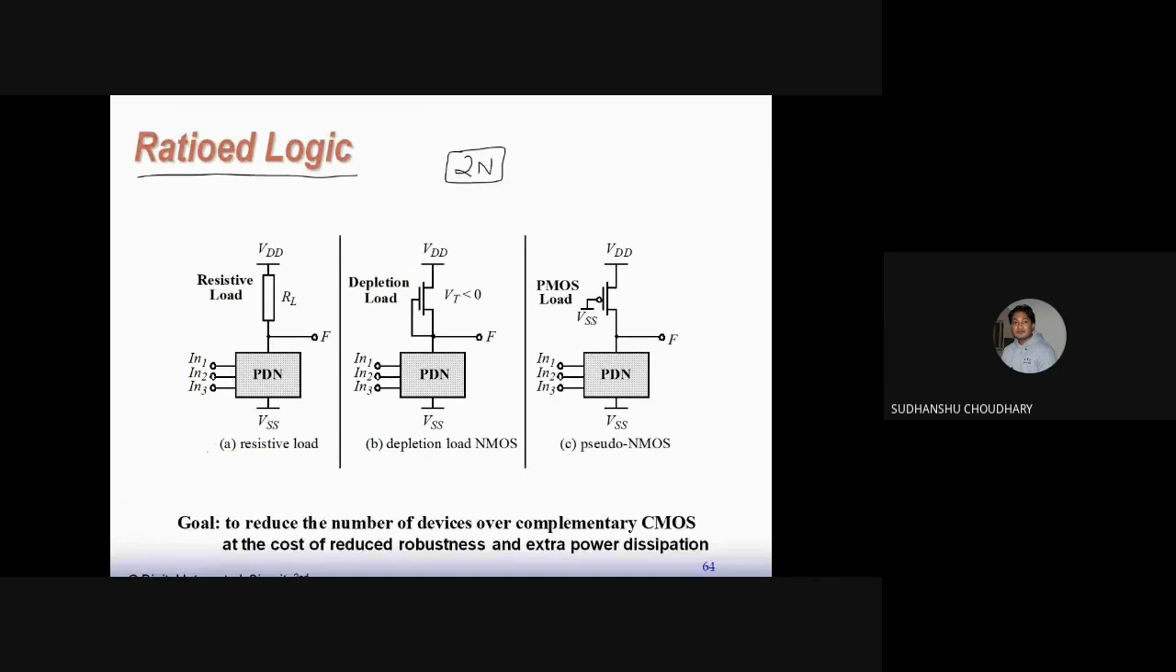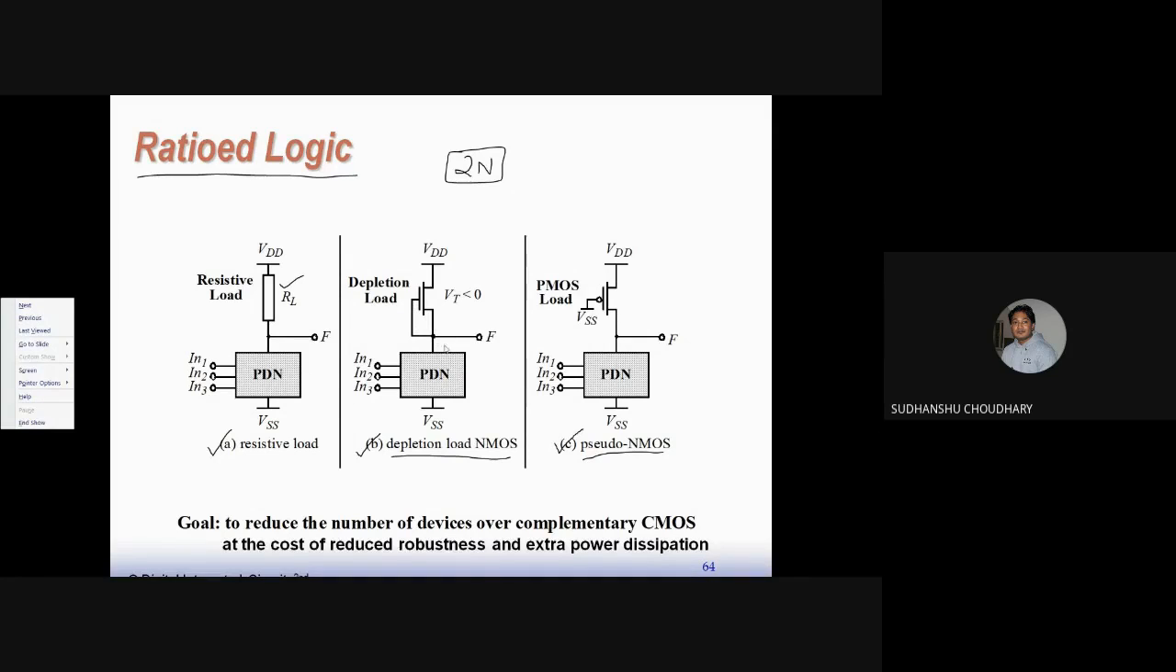the same logic either using maybe this style, which is using a resistive load in the pull-up network. So instead of having PMOSes in the pull-up network, here we see a resistive load, a passive element, that is a resistor in the pull-up network. Similarly, one can think of using a depletion load NMOS in the pull-up network, and also one can think of using a grounded gate PMOS in the pull-up network. That is called pseudo NMOS circuit. And this one is called depletion load NMOS, because in the pull-up network I have a depletion load NMOS, that is, the gate of this NMOS is tied to either drain or source.